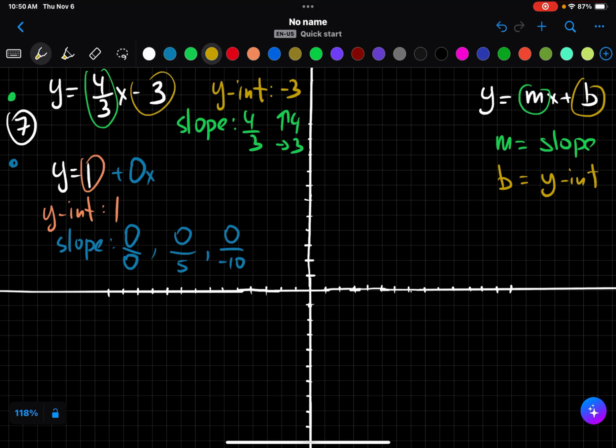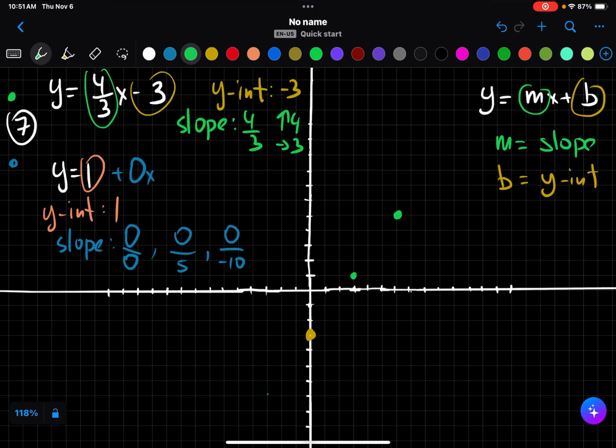Let's graph the top one first. We're going to start at -3, the green equation. And then we're going to go up for the slope. It's up 4 to the right 3. So up 4 to the right 3. So that's that. Up 4 to the right 3. Yeah, that's this one. Yep, that looks good.